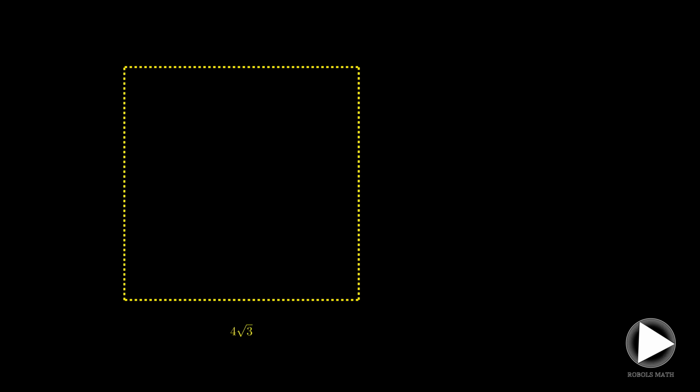The side of the square is 4√3. Therefore, the total area of the square is (4√3) squared, or 48. The area that this square covers is the same area that the original figure covers. Therefore, the total area we're looking for is 48.